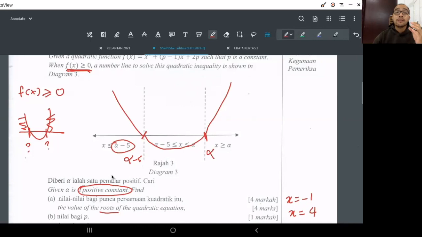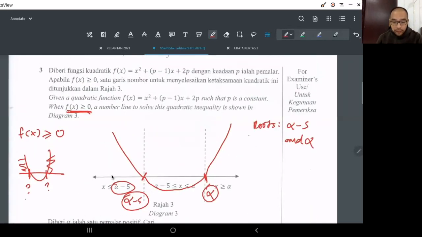Again, not to test whether you know this or not. You probably know this. You just need to know the concept. You need to be able to use the same knowledge in different situations. That's what this question is all about. And we know that these are the roots. The roots are alpha minus 5 and alpha.